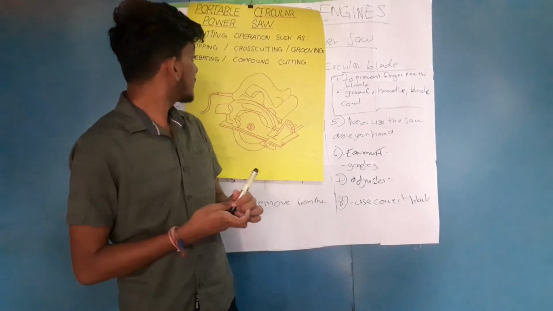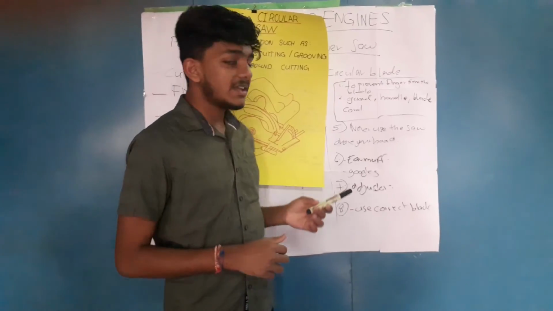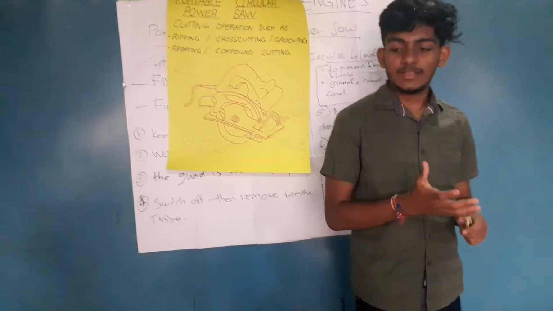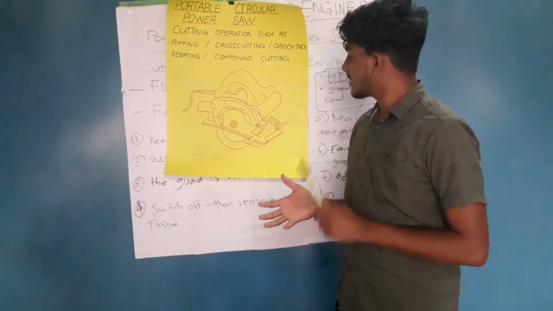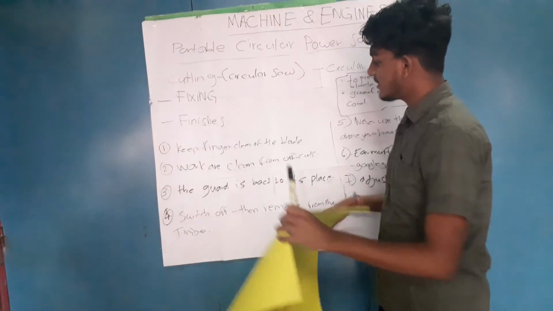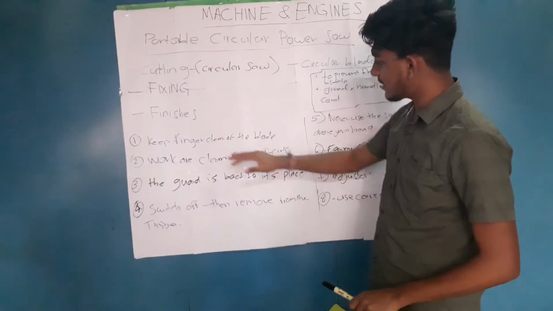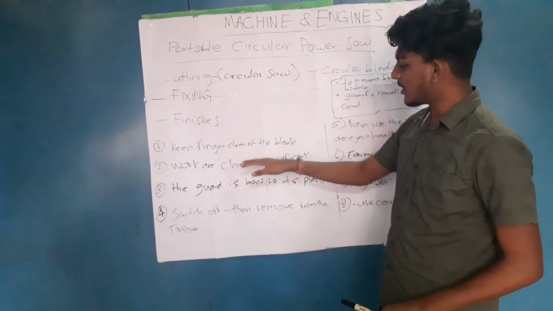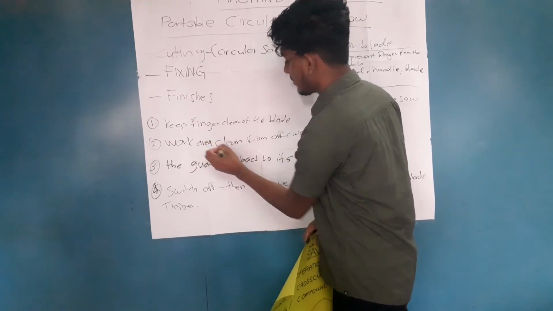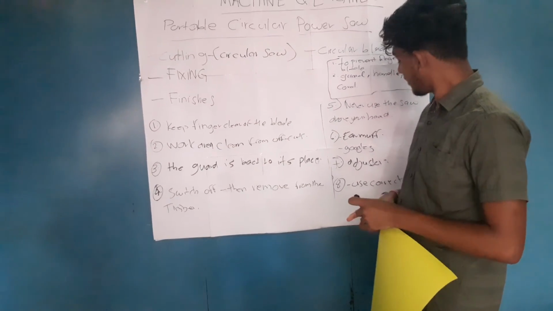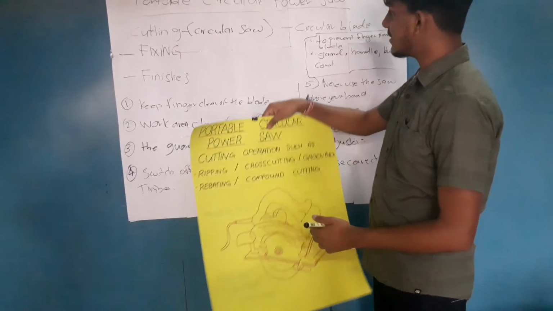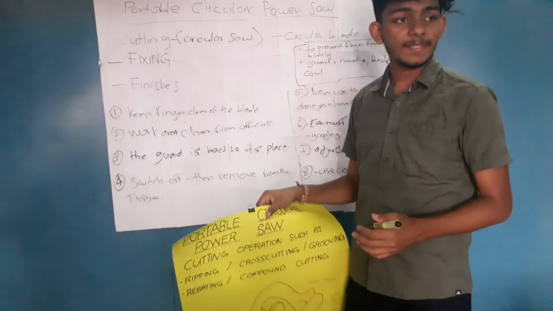Let's conclude the lesson. Can you tell me what you have learnt from this lesson? What are some of the things you have learned? Parts of a circular saw, safety measures. Safety measures include these things, 1 to 8: keeping fingers clear, keeping the work area clean, the guard to be back, and using the correct blade. Any other thing you have learned that you would like to share?